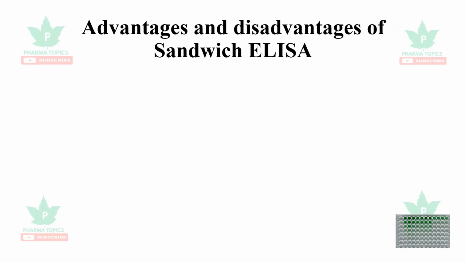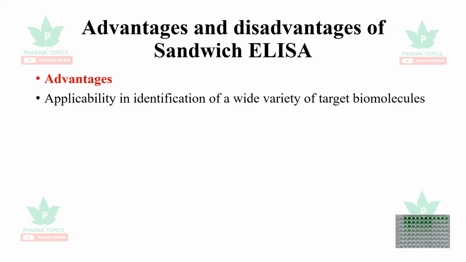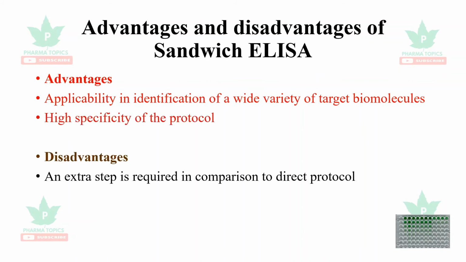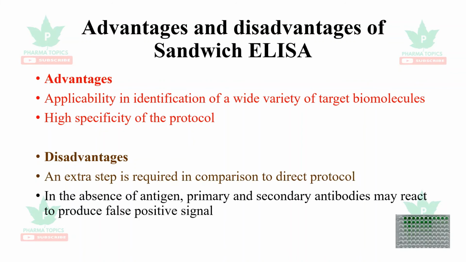The advantages and disadvantages of sandwich ELISA are: it is applicable for identification of wide variety of target biomolecules. It is a highly specific protocol. The disadvantages are extra steps are required when compared to the direct protocols. In the absence of the antigen, primary and secondary antibodies may react to produce false positive signals.